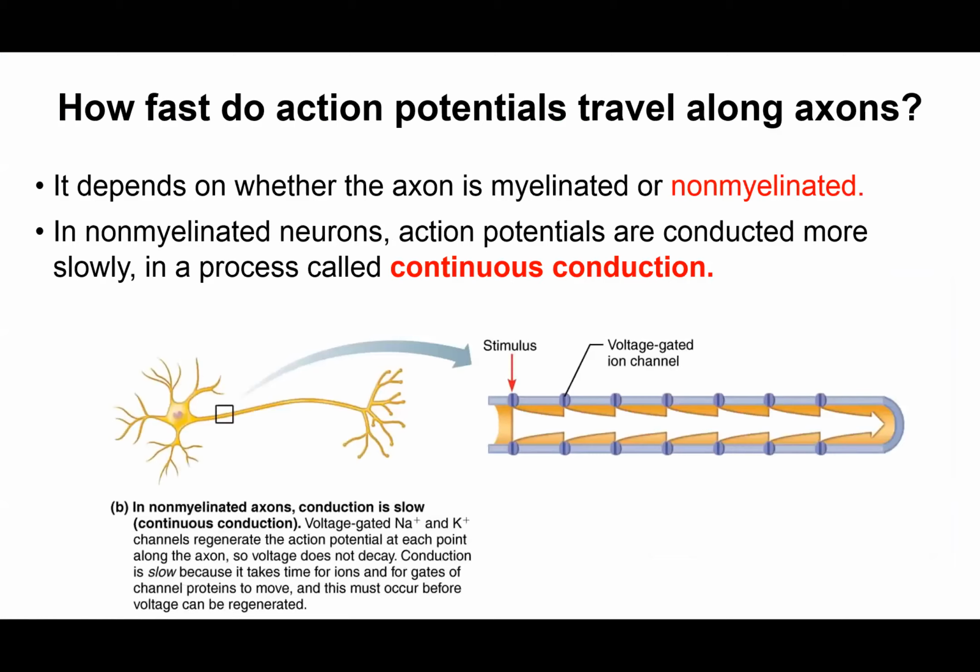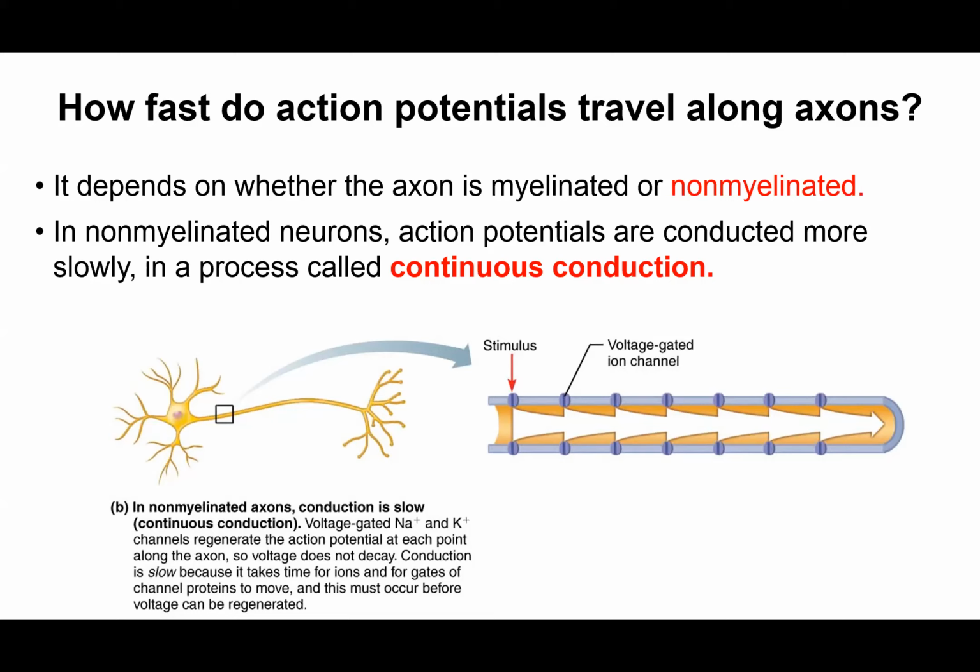Okay, so now that we know that action potentials travel along axons of neurons, something you might want to consider is how fast they do that. And the answer to that is it depends. It depends on if that axon is myelinated or if it's non-myelinated.